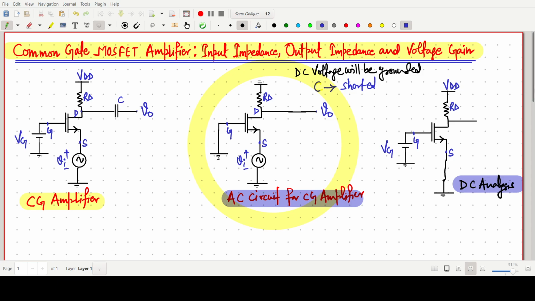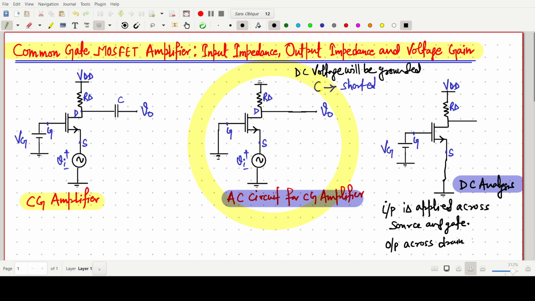I'm writing one line. Input is applied across source and gate, and we are taking output across drain and gate. So in both, gate is common. That's why this one is a common gate amplifier.